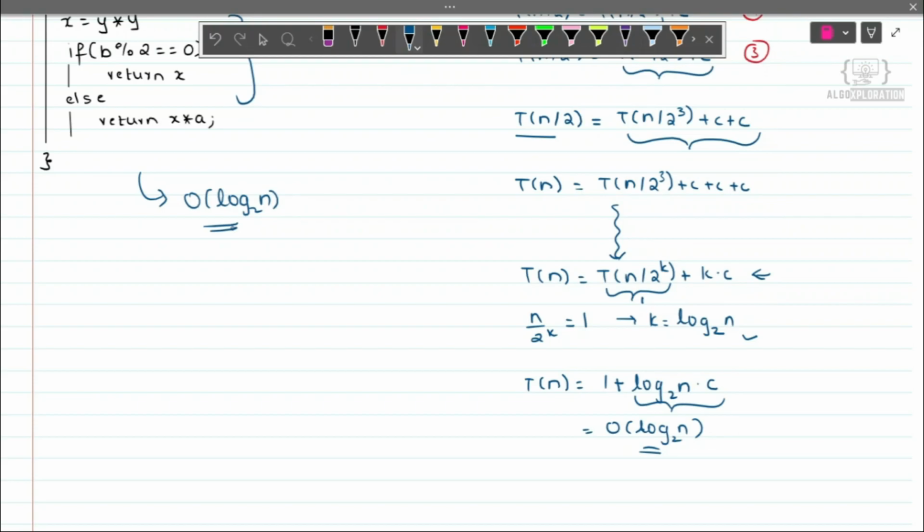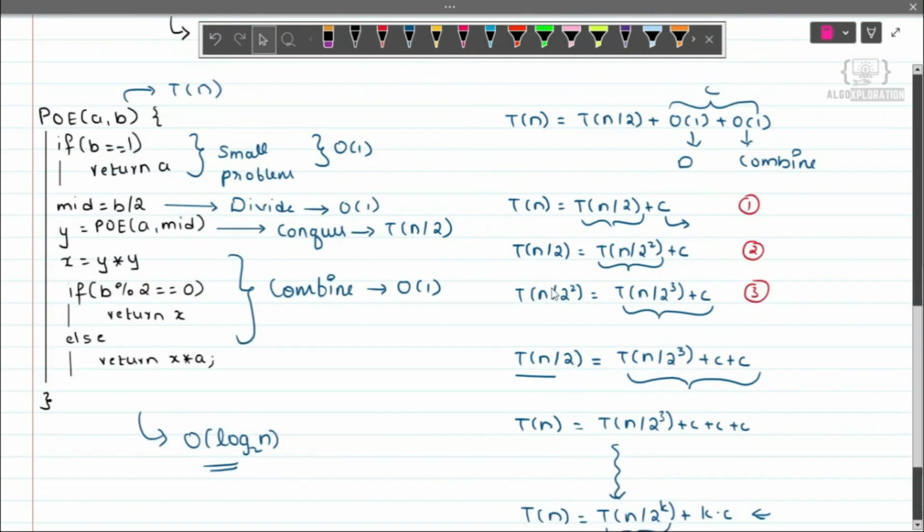Now here is a homework for you, that you have to find the multiplication complexity of this pseudocode.